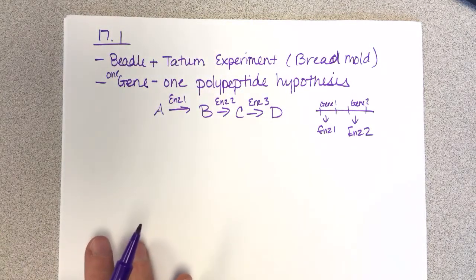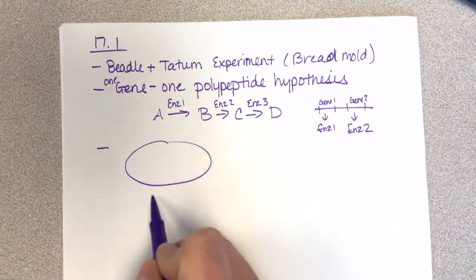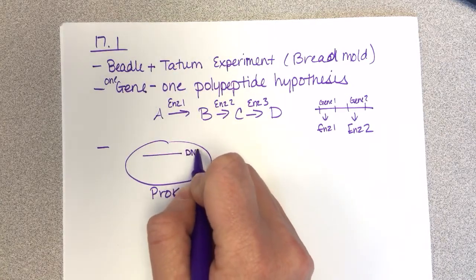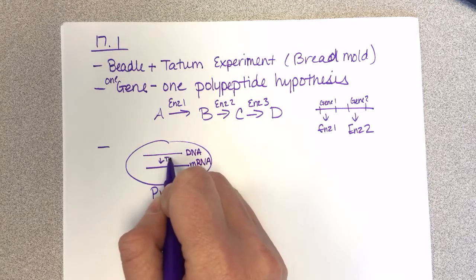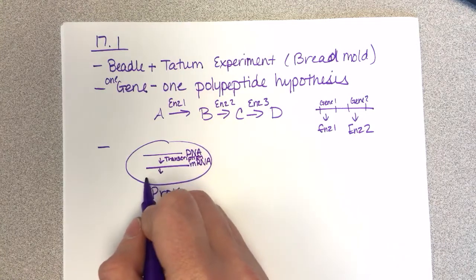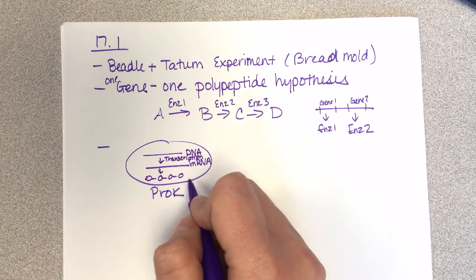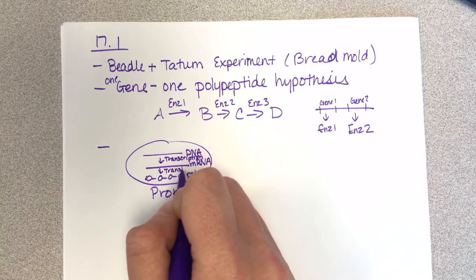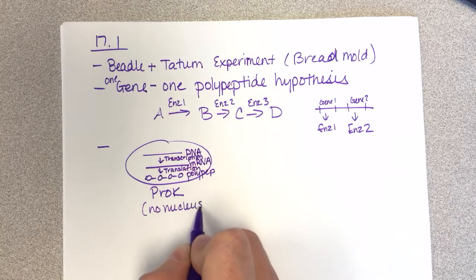The section here goes through the difference between prokaryotic versus eukaryotic cells. In prokaryotic cells, we have two steps. We go from DNA to mRNA, and that's transcription. And you go from mRNA to polypeptide, and that's translation. Remember, there's no nucleus in prokaryotic cells, so it's all happening in the cytoplasm.